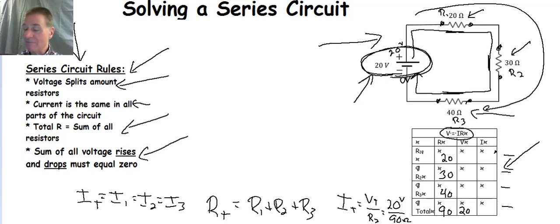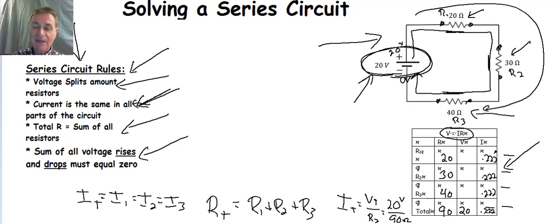And so when we do that math, what we get is 0.22 repeating amps. Okay, so that's our current. But what did we say about current in a series circuit? Well, the second rule down here says that the current is the same in all parts of the circuit. So if I know the current for the total in the circuit, I know the current in all parts of the circuit. So now I've filled in my current column.